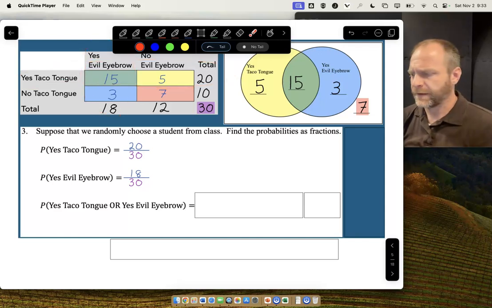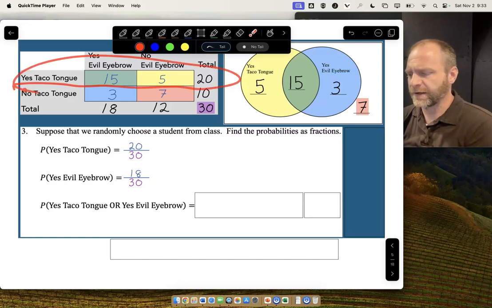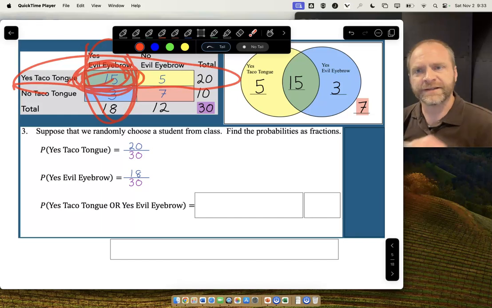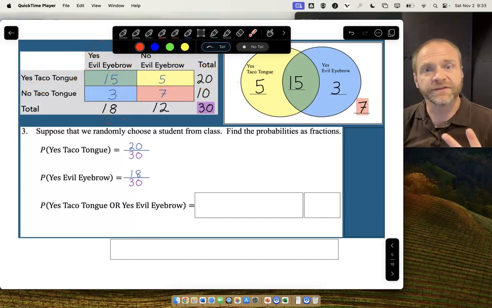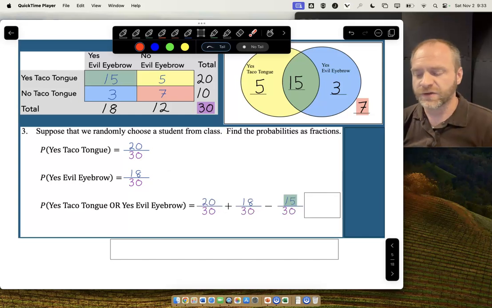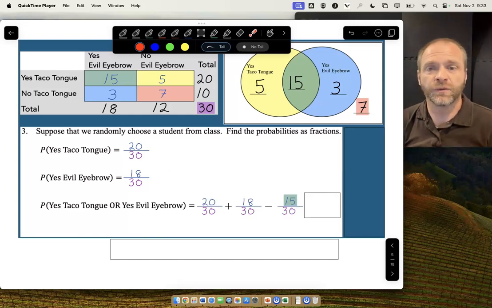Wait a second. Let's do that again. 20 out of 30, 18 out of 30. I'm thinking I overlapped right there at that 15. I counted that 15 twice. So we need to keep that in mind. So I want the probability of yes taco tongue or yes evil eyebrow. The issue is we counted that 15 twice.